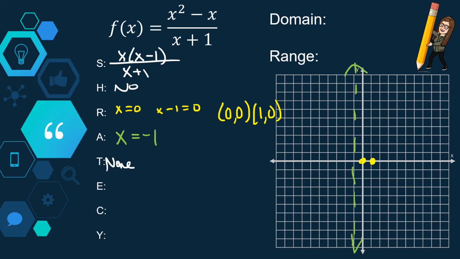End behavior. The degree of my numerator is 2. The degree of my denominator is 1 on my original function. Therefore, I'm going to have a slant asymptote, and I need to divide. Let's divide.